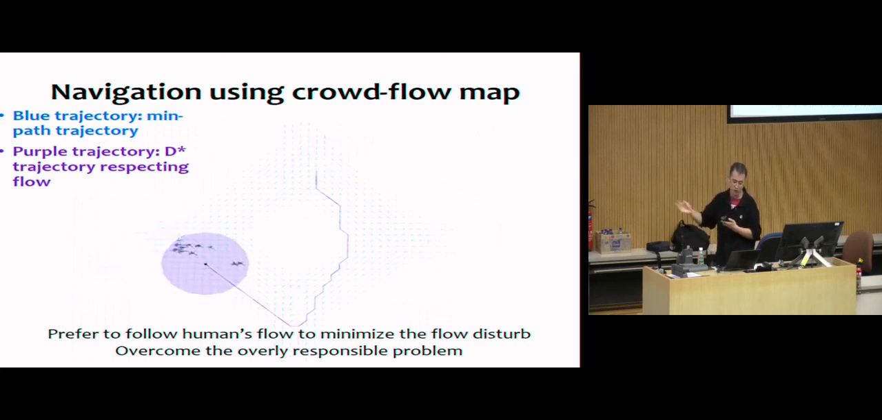And then we can overcome the overly responsive problem, so that the robot will match the behavior of the humans rather than go toward them. This is the main advantage of this method.